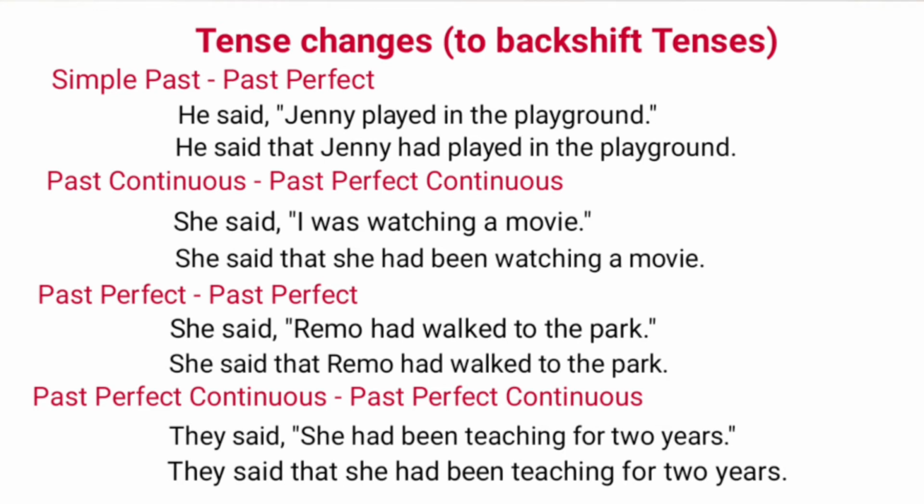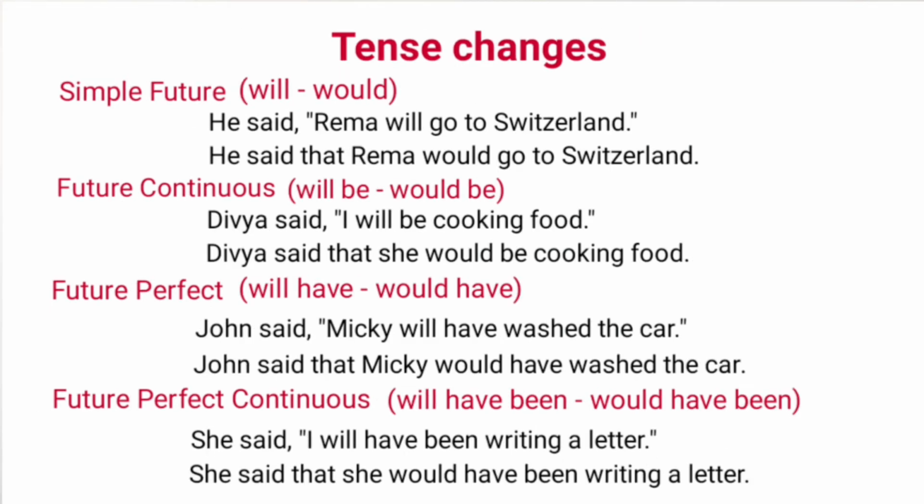There is also no change in past perfect continuous tense. Example, they said, "She had been teaching for 2 years." They said that she had been teaching for 2 years. Had been teaching remains the same in the two sentences. In sentences with simple future tense, will is converted into would. For example, he said, "Rima will go to Switzerland." He said that Rima would go to Switzerland.